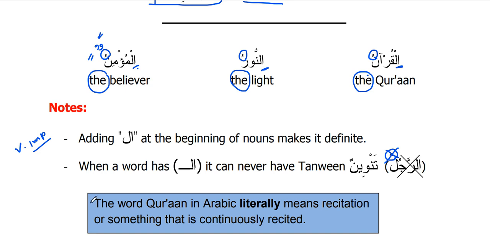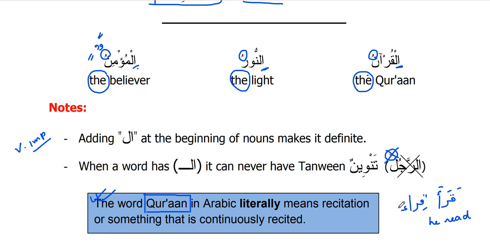And now here in the blue box, you can see the literal meaning of Quran. The word Quran comes from the verb qara'a, this means he read. This is a past tense, and from qara'a comes the verbal noun qira'ah.